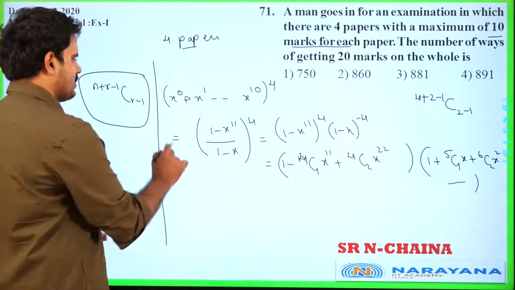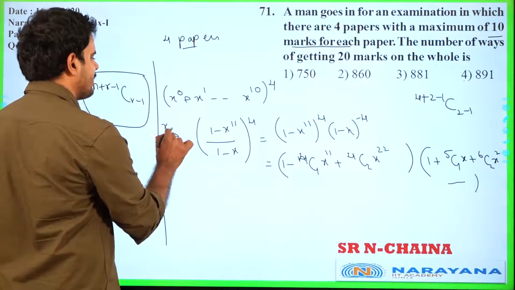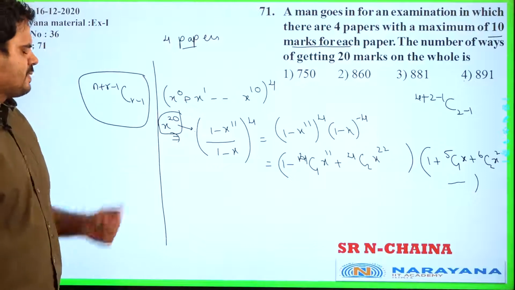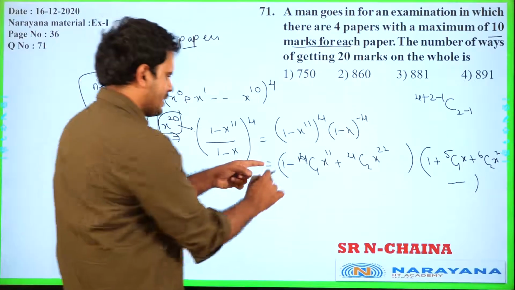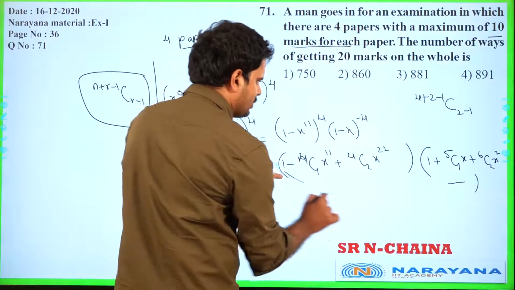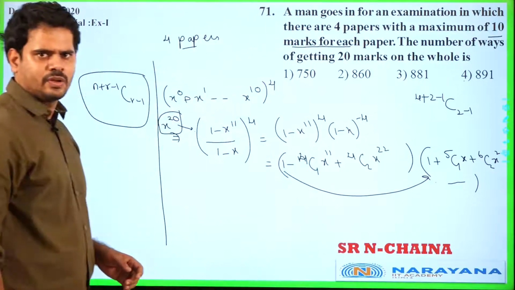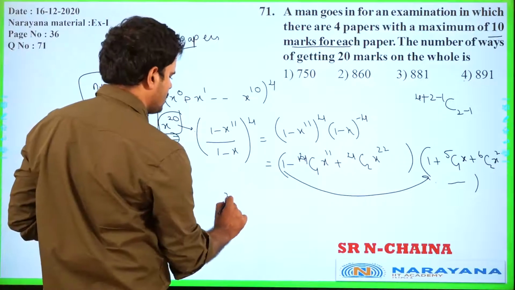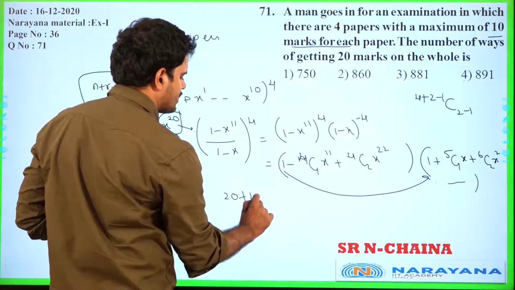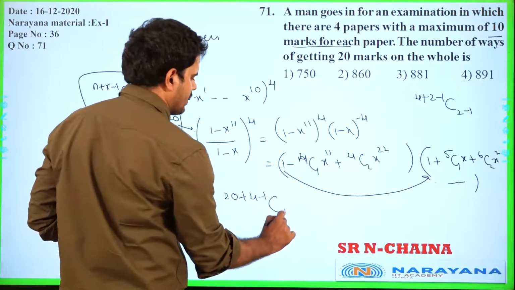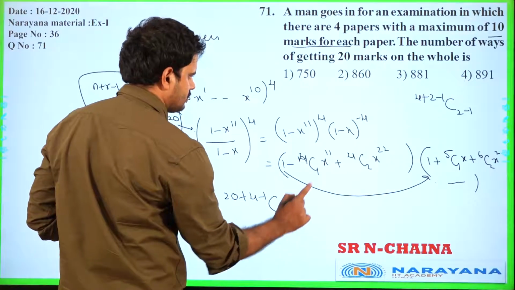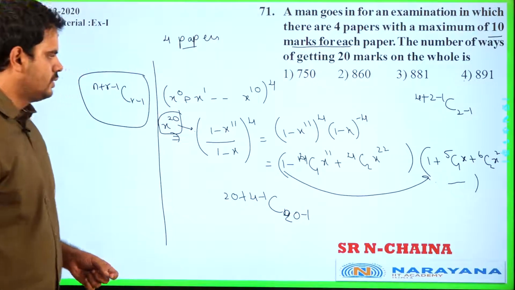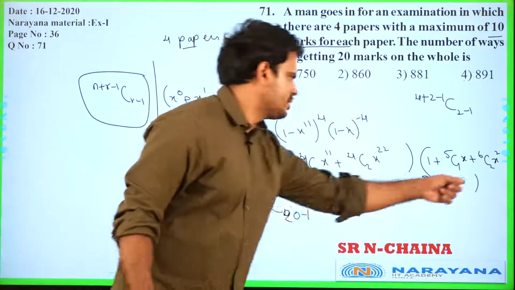In this we require the coefficient of x to the power 20. For that I can directly look at 1 into the coefficient of x to the power 20 in this. X to the power 20 means you get 20 plus 4 minus 1 C 4 minus 1, that is 23C3. That is the coefficient we are going to get here.